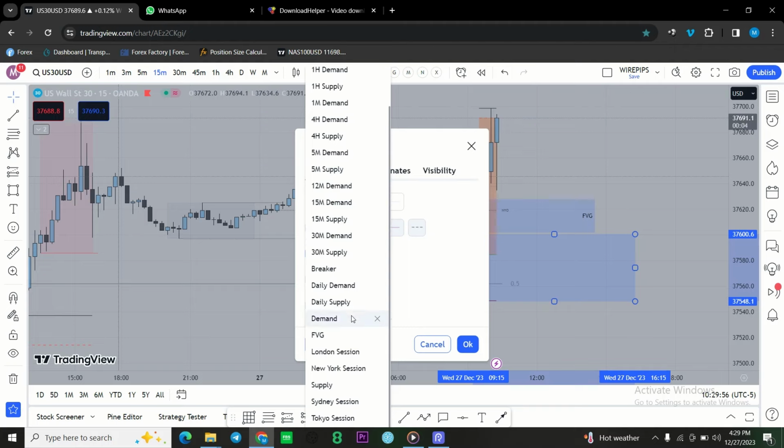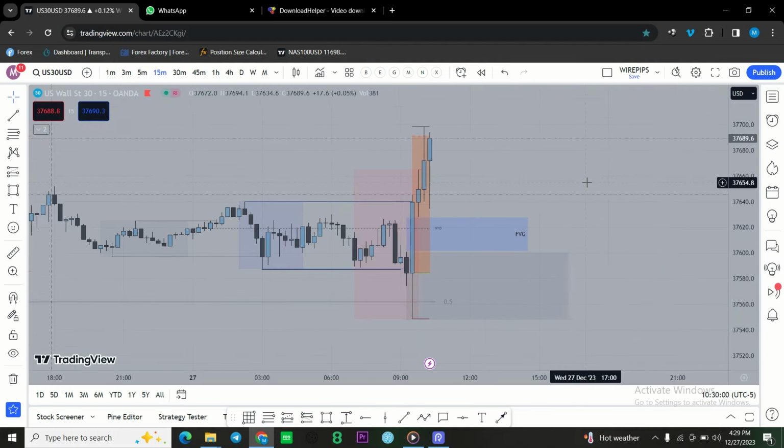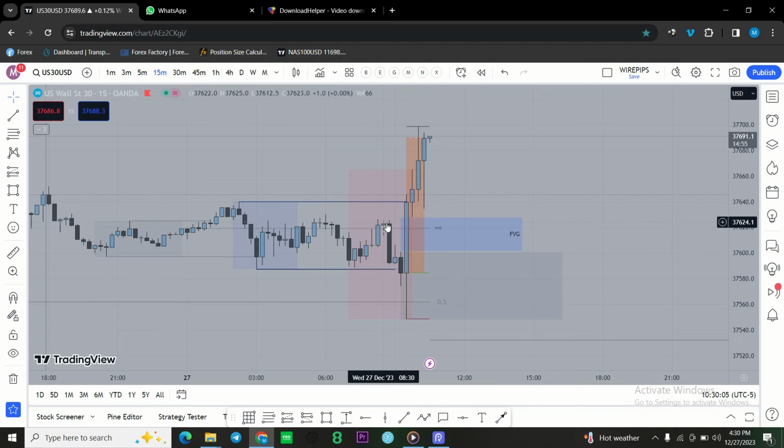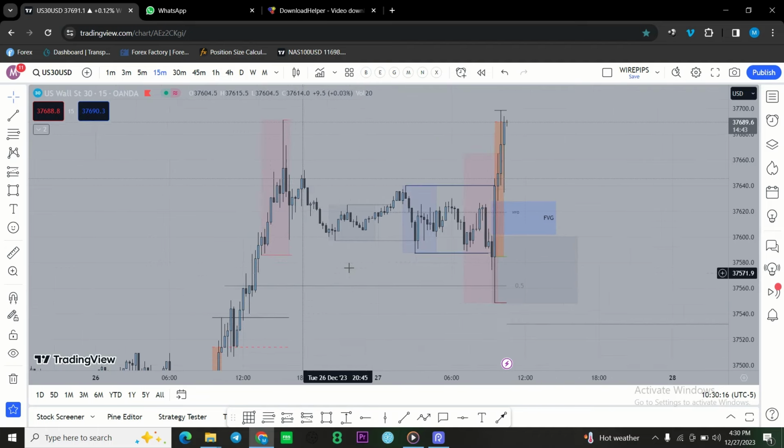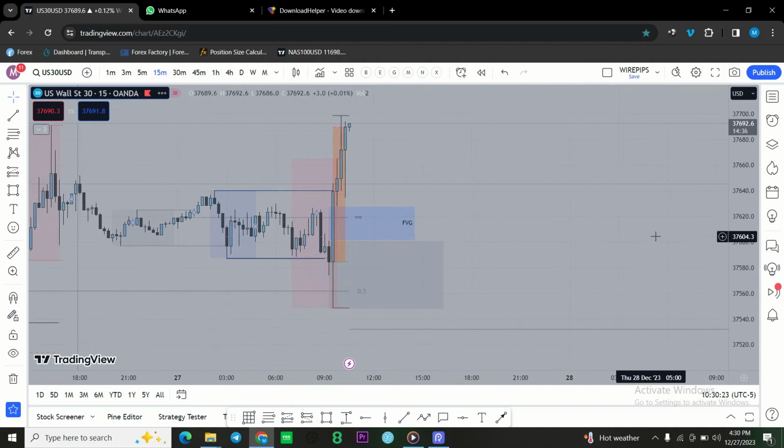Why? Reason being that this is a demand level and this is a fair value gap. When New York opened, this move was a manipulation. They induced people to start selling, thinking that the market is going to sell. They swept the liquidity resting below these zones, mitigated this zone, then started to rally up. Now it is clear that what the big banks are doing is buying. They are buying right now.